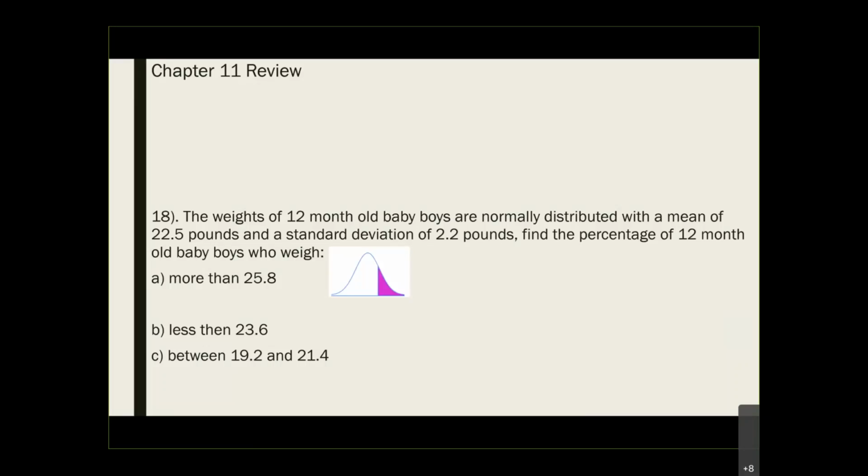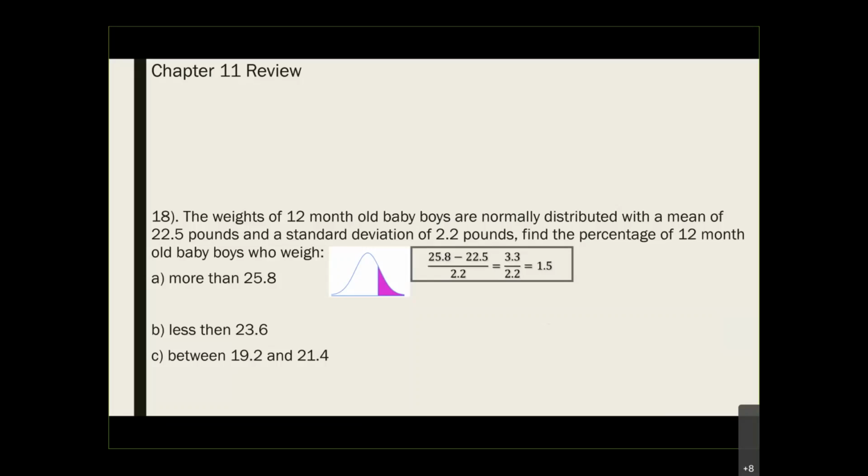For the item on the right, we know that we need to take 1 minus whatever is in the chart. But for us to find the chart value, we need to find a z-score. To find the z-score, we have to take the data, which is 25.8, minus the mean, which is 22.5, divided by the standard deviation, which is 2.2. 25.8 minus 22.5 is 3.3, divided by 2.2 gives 1.5.